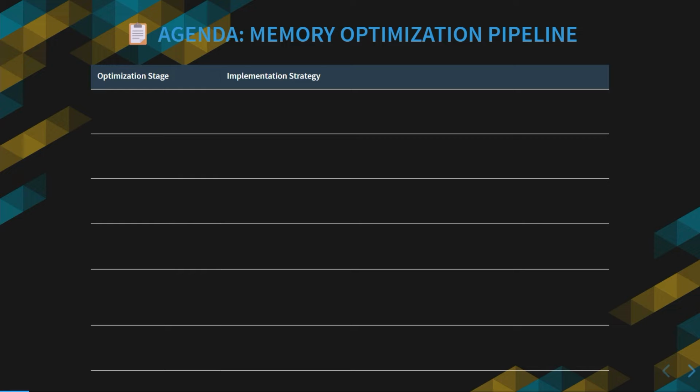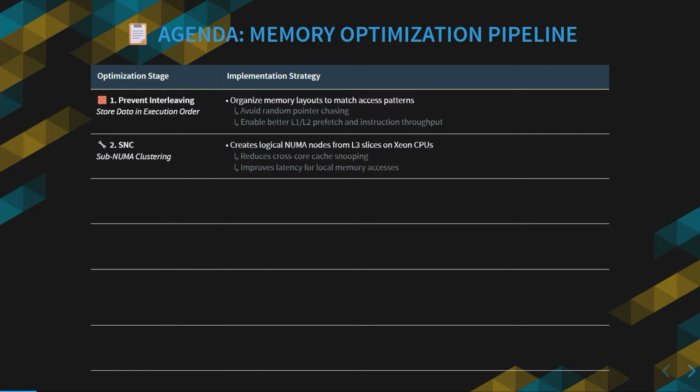Alright, so this slide is our game plan for today. I call it the memory optimization pipeline because it's not just a collection of random tips, it's a coherent strategy where each stage logically builds on the one before it, taking us from a basic solid foundation to a highly optimized, hardware-aware design. In the first part, we are going to talk about preventing interleaving. The core idea is simple: we must store our data in the exact order it's going to be executed. We do this by organizing the memory layout to match our access pattern, which gets rid of random pointer chasing and enables the CPU's L1 and L2 cache prefetchers to work perfectly.